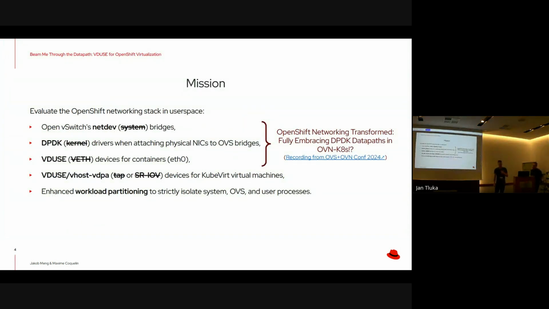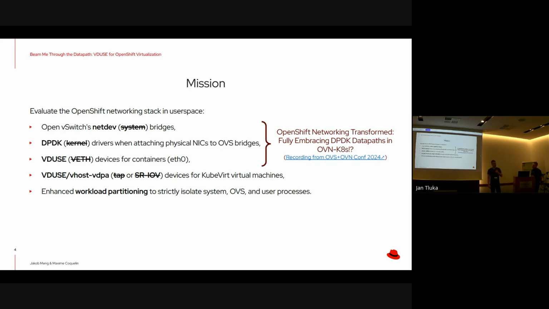So what do we want to do? We are going to replace the kernel networking stack with user space. We want to see how far we can get if we move everything from kernel space to user space. This means we are going to enable DPDK in OVS. Then we use NetDev bridges instead of system bridges. We use DPDK for OVS to talk to the NICs. And we use VDUSE instead of vETH devices for providing container networking. This was already part of our last year's presentation.